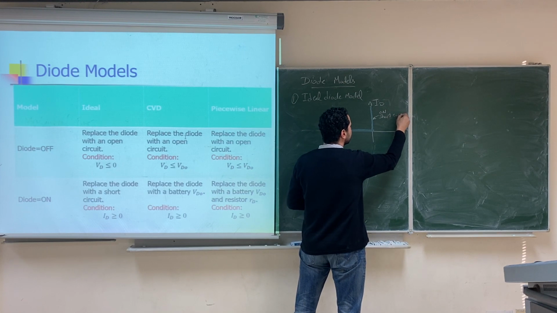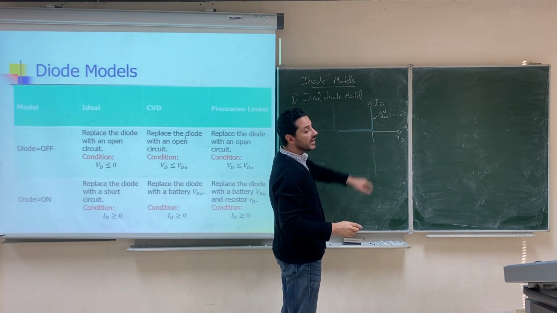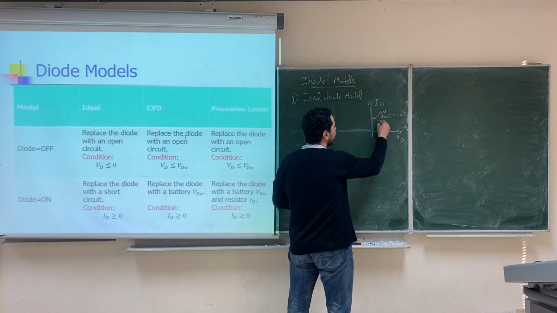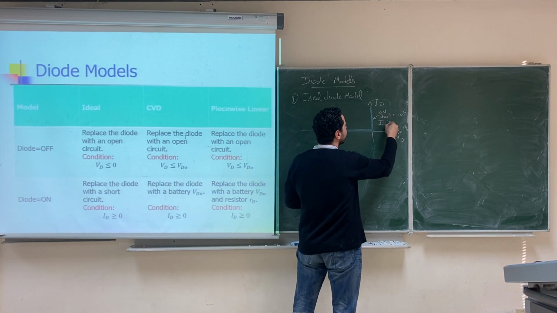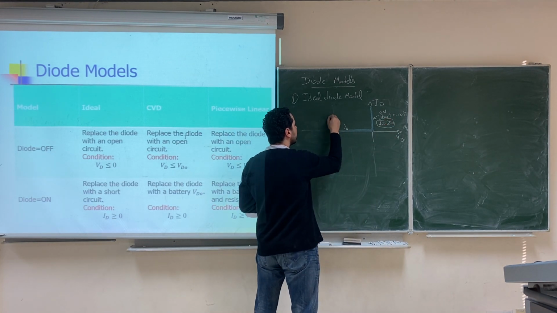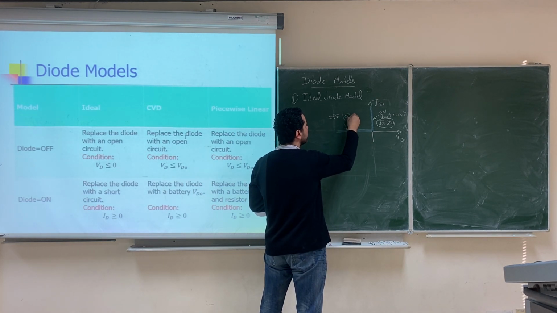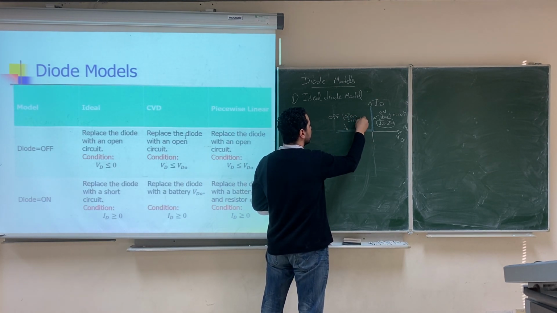Because with a short circuit, the voltage will be 0 and the current can take any value, but the current of the diode has to be greater than or equal to 0. This is the condition. And if the diode is off, it will work as an open circuit, right?